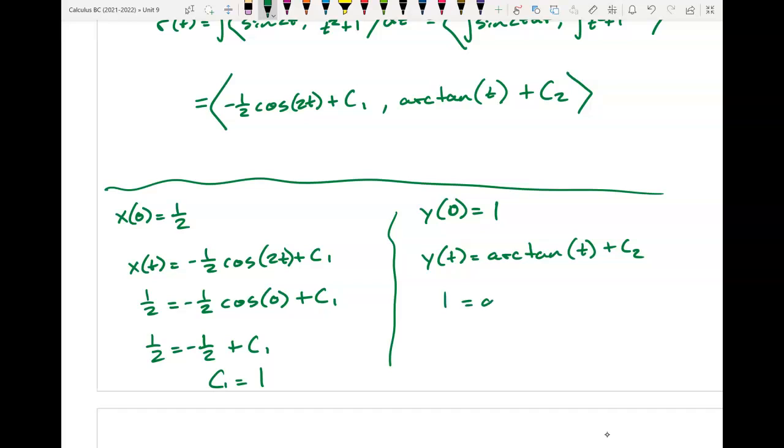So 1 equals arctan of 0. What is arctangent at 0? It's 0. Remember, tangent is sine over cosine, so sine at 0 is 0, cosine at 0 is 1. 0 over 1, so we have 0. So then c sub 2 is just 1.